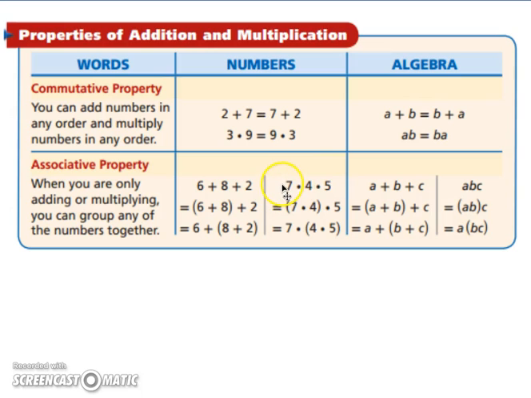For multiplication, you can go with 7 times 4 as a group, or 4 times 5 as a group. Either way you go about it, you're still going to end up with 140. So commutative property, you can change your order. Associative property, you're changing your grouping.